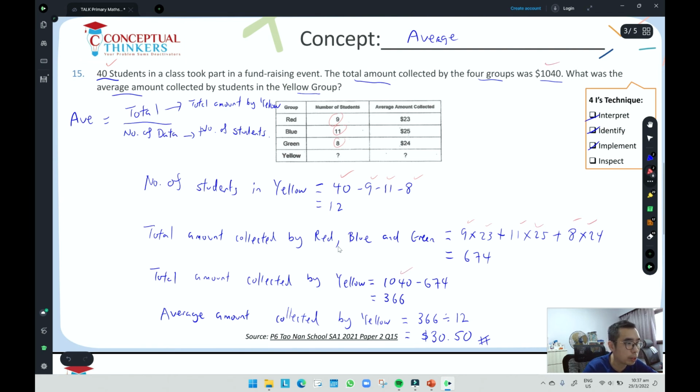So 1040. Okay, the most important thing is that we are answering the question. They are asking for the average amount collected by the students in the yellow group, so we need to ensure that we are doing that correctly, and that we inspect the question and check properly.